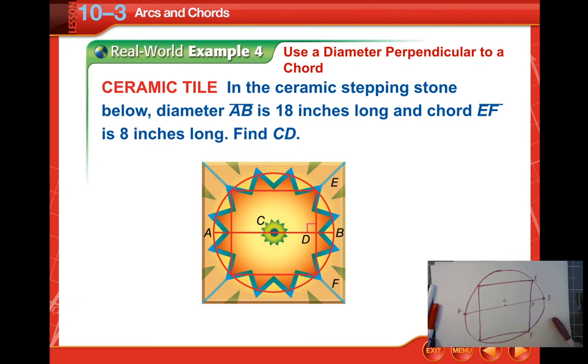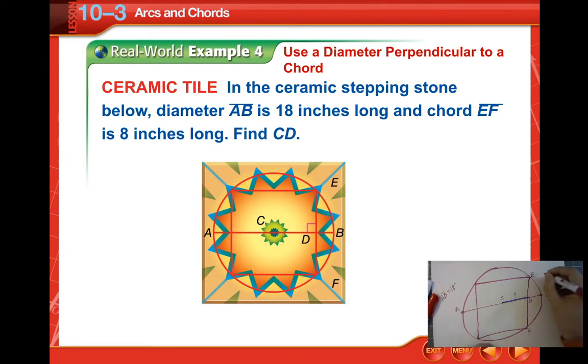So what we're trying to find, that's the most important thing in every problem you ever do. We want this measurement right here. We're given a couple of things. We know AB is 18 inches long, and we're looking for CD. And we also know chord EF is 8 inches long.